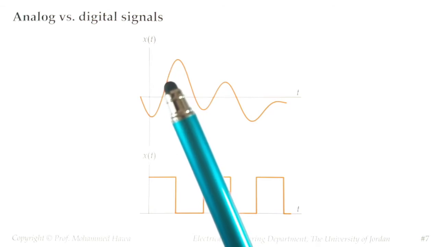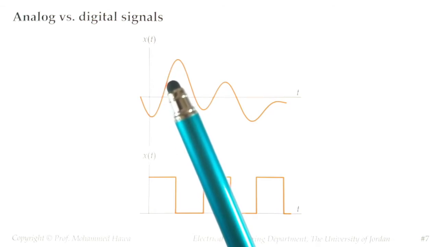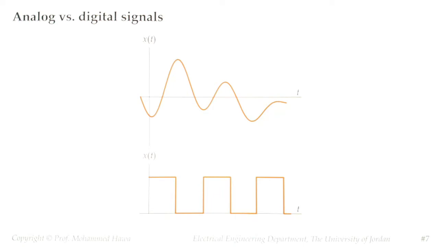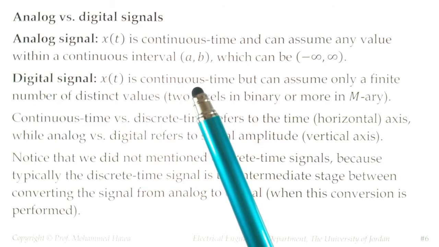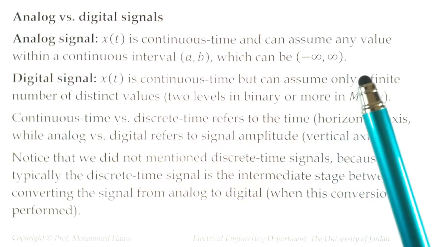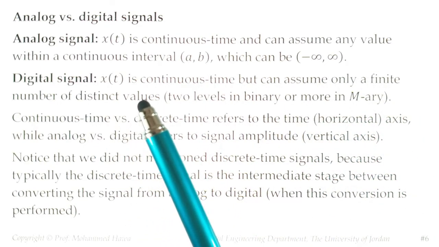So this value could be 1 volt, 1.2 volt, 1.25 volt, or 1.55555 volt. Any continuous value within a certain region, or maybe from minus infinity to infinity, means that your signal is analog. A lot of signals that come from nature are inherently analog. This is different than digital, because for a digital signal x of t, even though it's continuous time, it can only assume a finite number of discrete values.